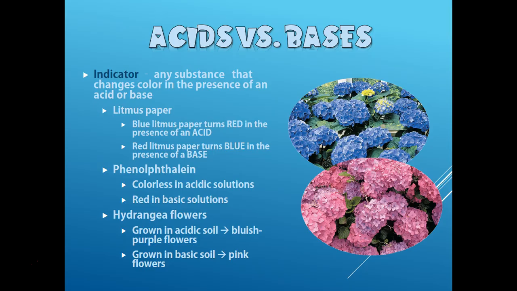If you've ever used the little blue or red test strips, that's litmus paper. The blue litmus paper turns red in the presence of an acid. If it's in the presence of a base, it'll stay blue. The red litmus paper, on the other hand, will change blue in the presence of a base while staying red in the presence of an acid. Litmus paper is great if all you want to know is whether it's acidic or basic.